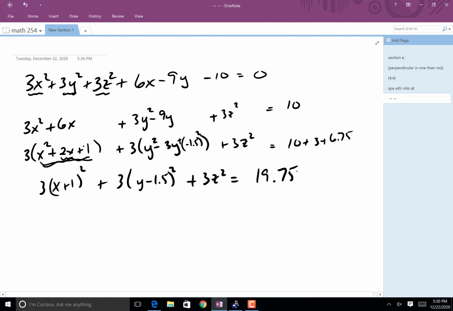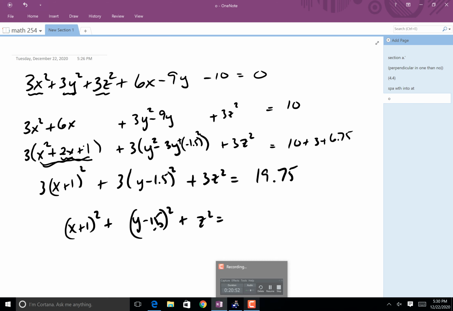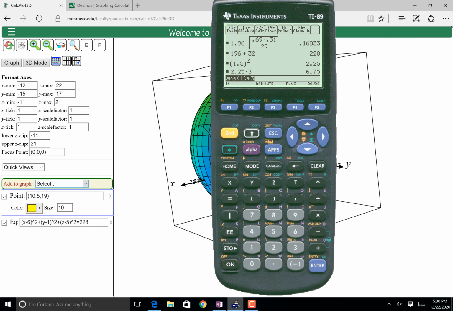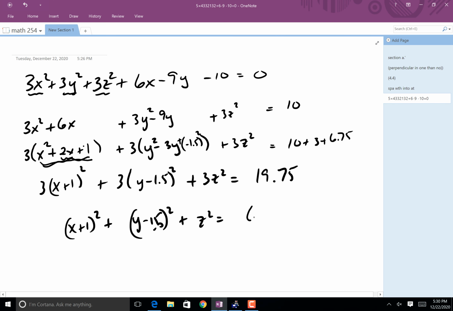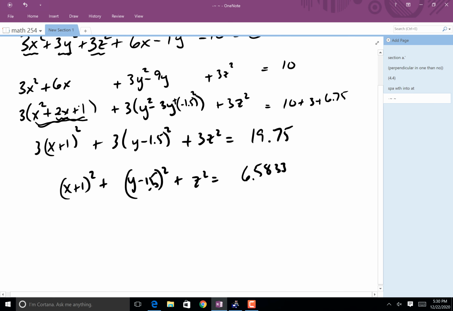Cool. I don't want those 3s, so I'm going to divide everybody by 3, and I'm going to get x plus 1, y minus 1.5, z squared equals, I don't know, what is that? 6 and something. Wait, where's my calculator? 19.75 divided by 3 is 6.5833. Sweet. Boom. There you go.